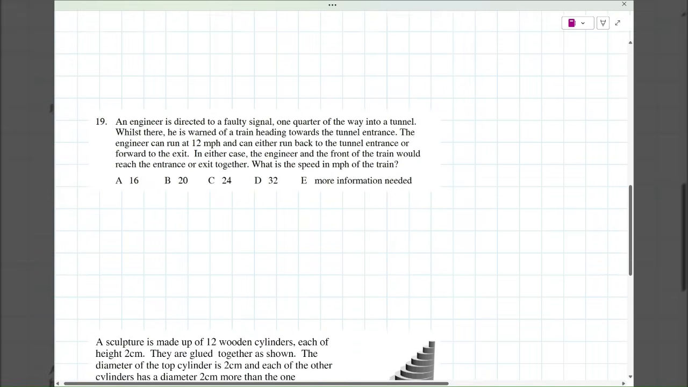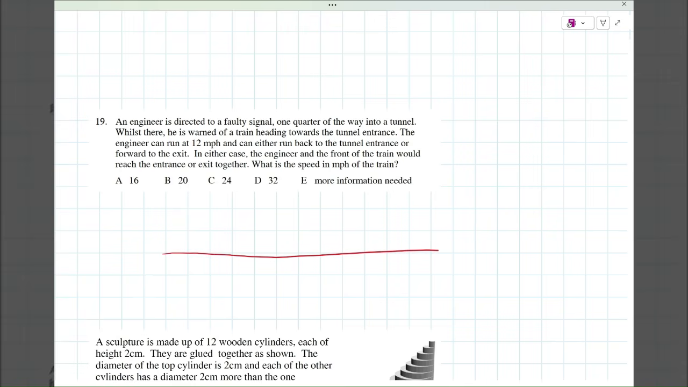These ones with speed, they're always quite difficult to do algebraically, I find. They can always be done algebraically. You have to think carefully about what your variables are. Now, clearly, we don't know the length of the tunnel. We do know that the train is a quarter of the way in. So if we say the tunnel is length x, the front of the train is 1/4 of the way into the tunnel. So we can say the train is here, which is going to be x over 4.